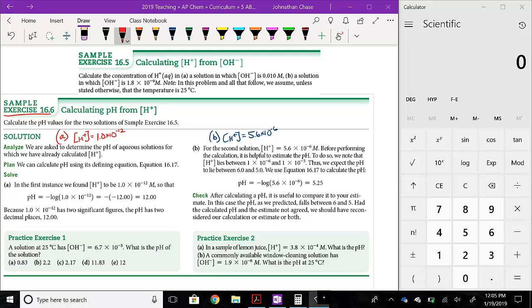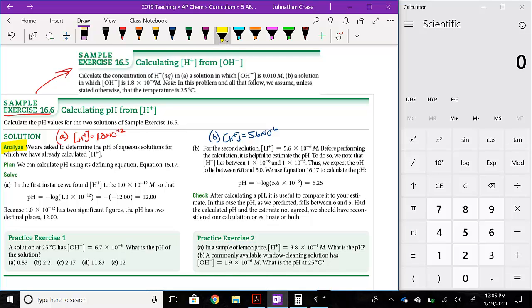Hey guys, we are going to go through sample exercise 16.6 along with the practice exercises. You're going to notice that this sample is going to ask us to refer to practice 16.5. I've already supplied you here with the given information, the hydrogen ion concentrations for the first and second solution. So let's follow the steps.